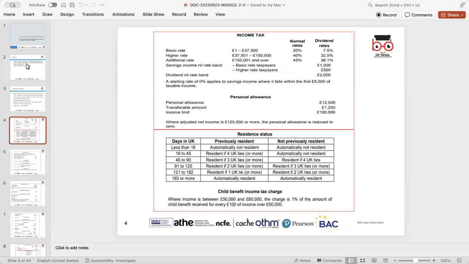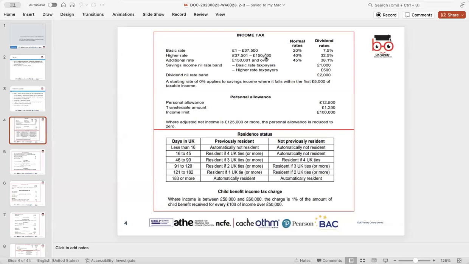So first of all, let's start by discussing the normal income tax rates in the UK. For individuals, income tax is imposed at different rates depending on their income level. The basic rate applies to taxable income between £1 and 37,500 at a rate of 20%. Then the higher rate applies to income between 37,500 and 150,000 pounds, as you can see here, which is taxed at 40%, while the additional rate applies to income over 150,000 pounds at 45%.